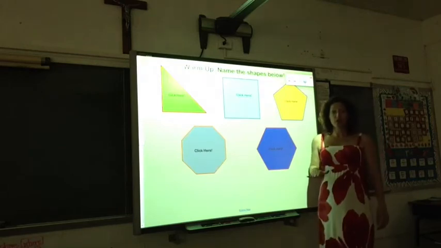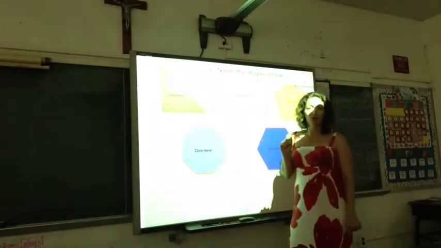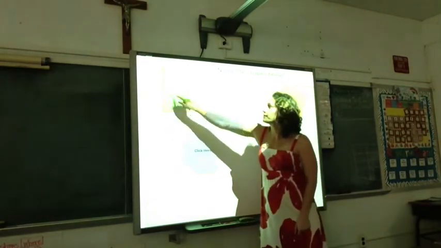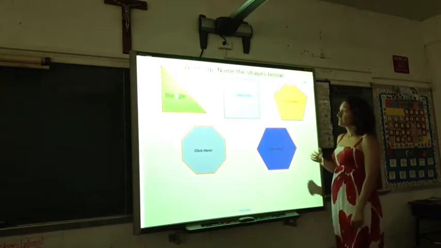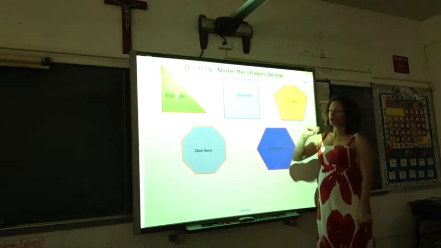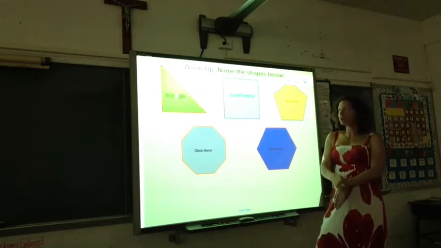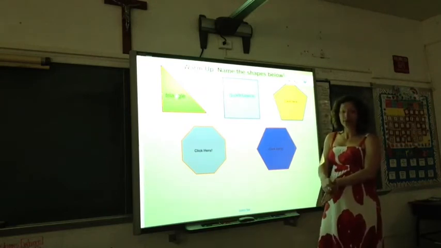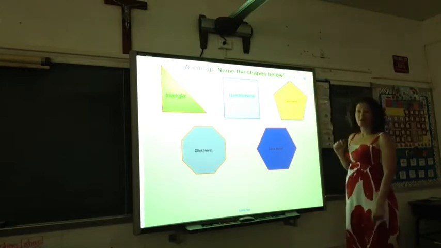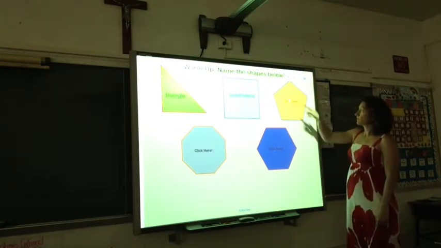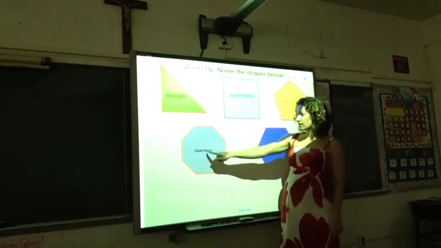So if you know the name of the shape, I want you to say it at home. This shape right here, if you know the name of it, say it at home. Hopefully you said triangle. The next shape, this shape, could be many different things, but it is a quadrilateral. You could have also said square or rhombus. This shape right here, think about how many sides it has. Hopefully you said pentagon.